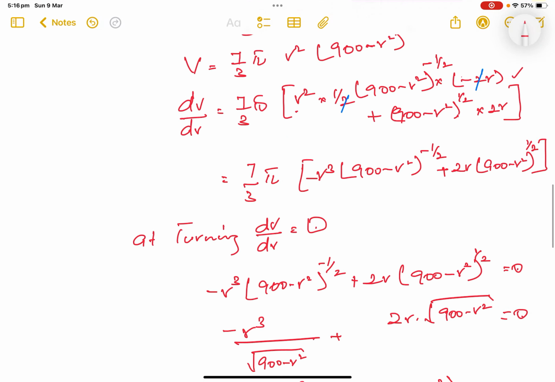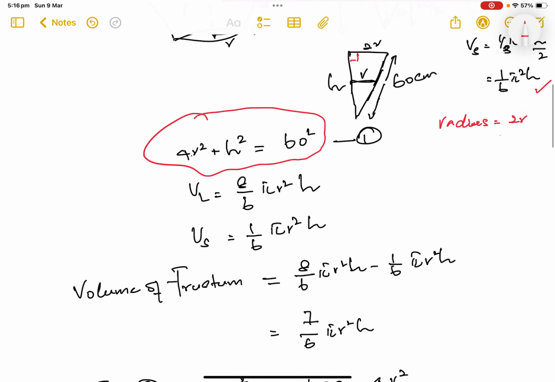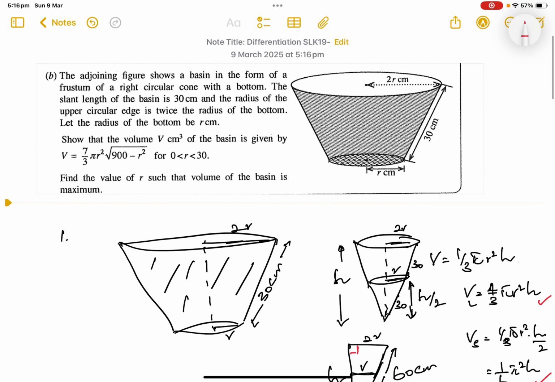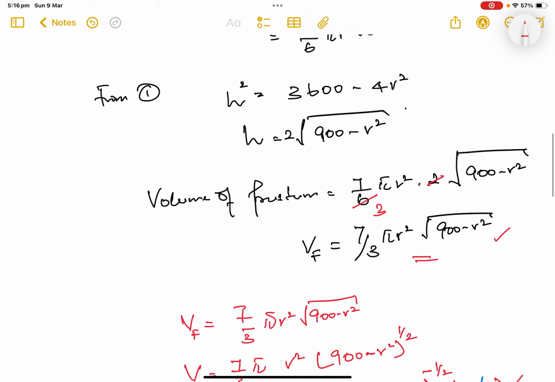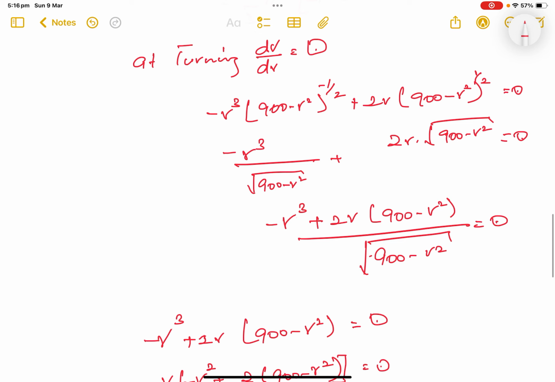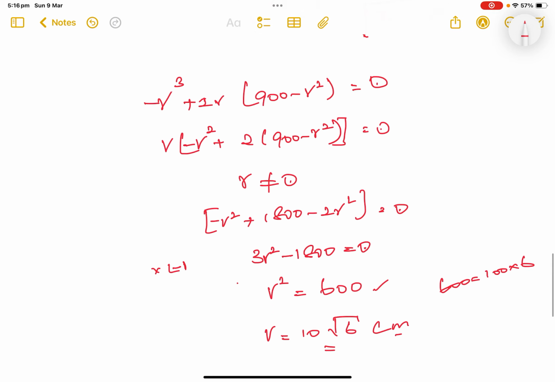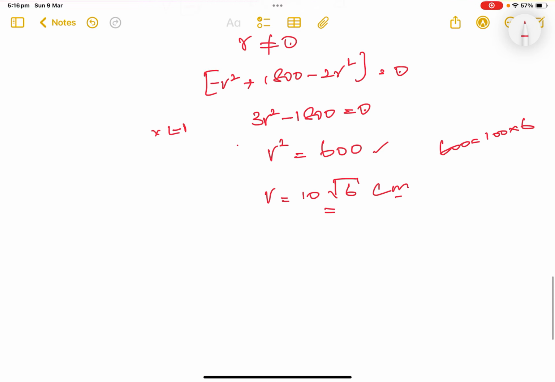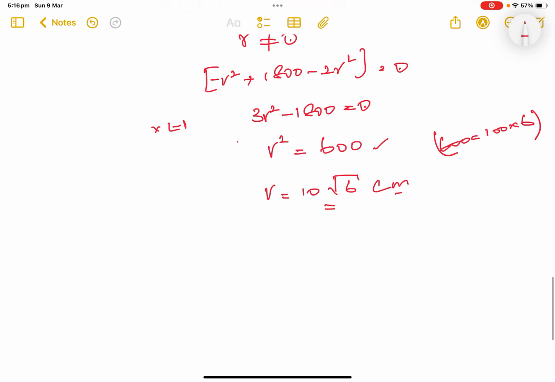And we can prove it, but we don't need to prove it's a maximum. If you want, we can prove it's a maximum, but we have to go to the second order differentiation. But since it says that it is the maximum, we just took it as the only value we have. So obviously, this is the maximum volume. R is 10 root 6 for maximum volume.